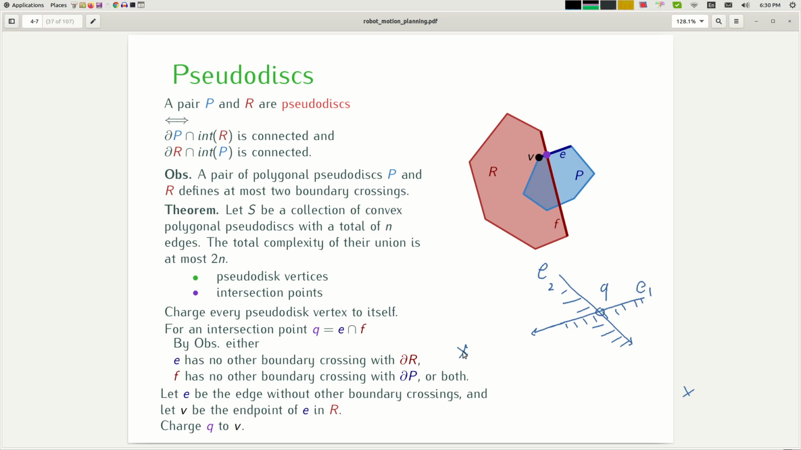So at most one of them could have an intersection point inside. Let's say E1 has an intersection point inside, and that means that E2 needs to cut through the other object. So for example, this picture over here. It is of course possible that both of them have vertices inside. So let's say like this. But either way, it is clear that at least one of these edges should have a vertex inside. We charge this intersection point to that vertex.